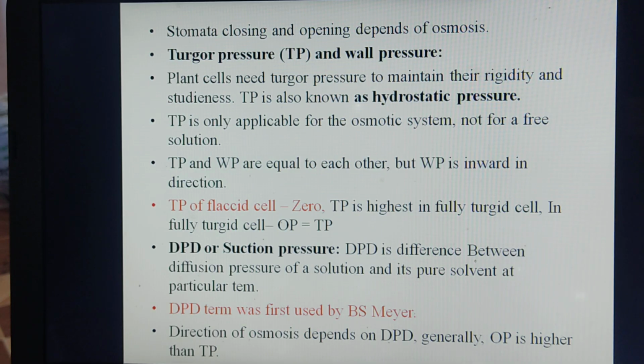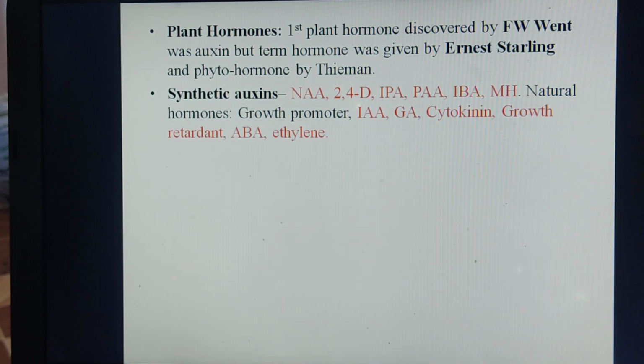And turgor pressure of flaccid cell is 0, and turgor pressure highest in fully turgid cell. In fully turgid cell, osmotic pressure equal to turgor pressure. And diffusion pressure deficit or suction pressure is the difference between diffusion pressure of a solution and its pure solvent at particular temperature. Diffusion pressure deficit term was first used by B.S. Mayer. And direction of osmosis depends on diffusion pressure deficit, DPD. Generally, osmotic pressure is higher than turgor pressure.